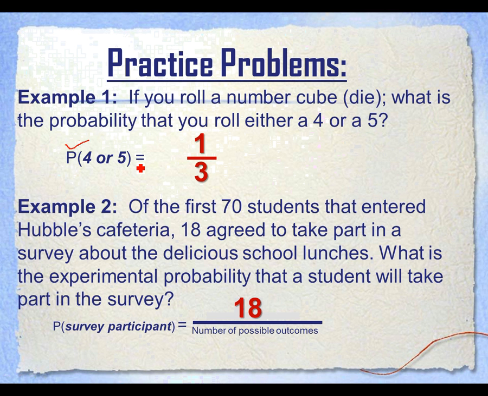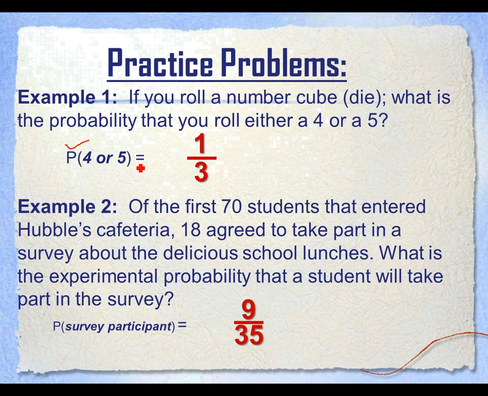What's the total number of outcomes? Well, you had 70 people. I know there's more than 70 people in our cafeteria at a given time, but we're just talking about the first 70. So it's going to be 18 out of 70. And then, of course, reduce that into simplest form. And what do 18 and 70 divide by? I think it's 2. So 18 divided by 2 is 9, and then 70 divided by 2 is 35.